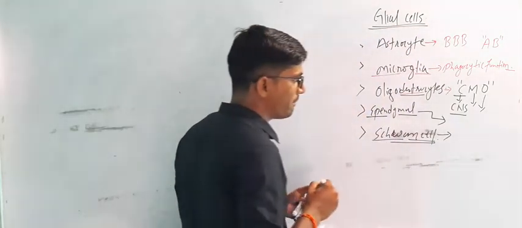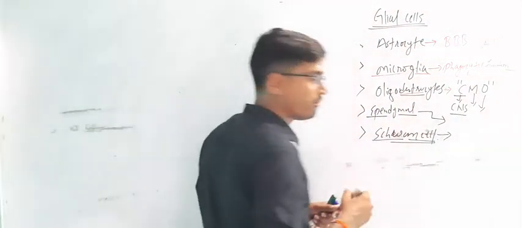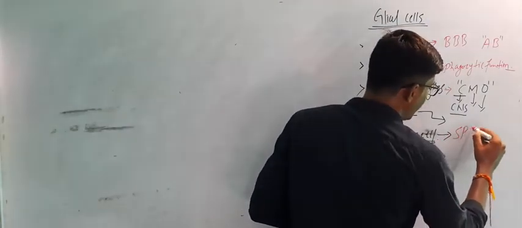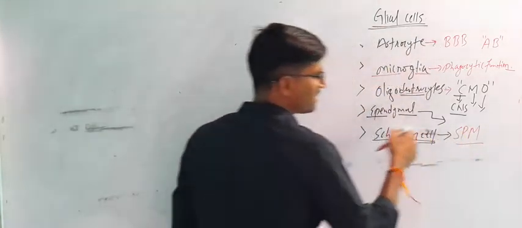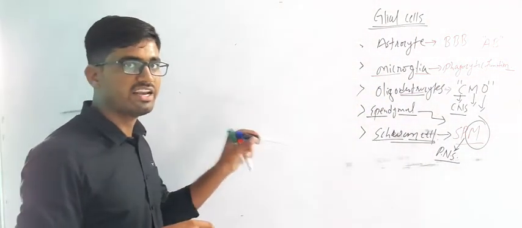What is the function of the Schwann cells? You remember SPM. S is Schwann cells, P is the peripheral nervous system, and M is forming the myelin sheath. This is something you should remember.